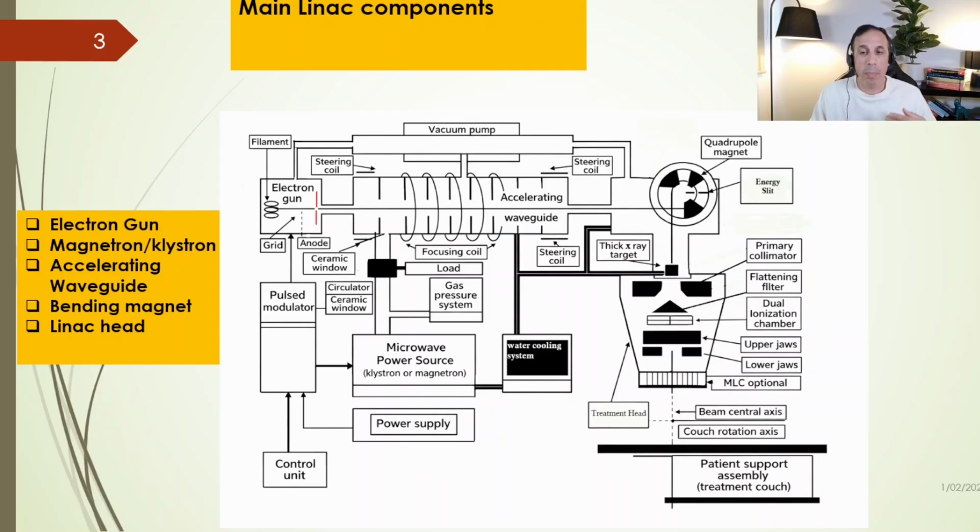electrical pulses to the electron gun, then the electron gun produces the primary electron beams, and these electron beams are sent to the accelerating waveguide. This part is the main part where the low energy electrons in the range of kilo electron volts are accelerated up to 20 million electron volts. Here they gain energy using microwave radio frequency power.